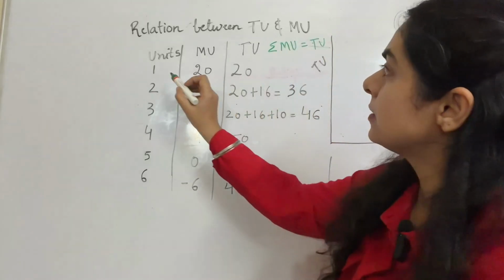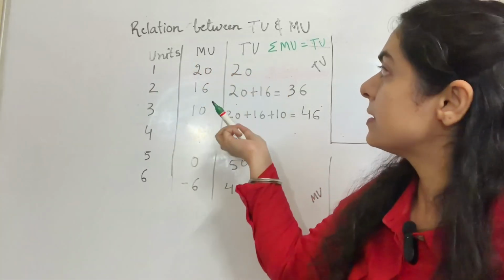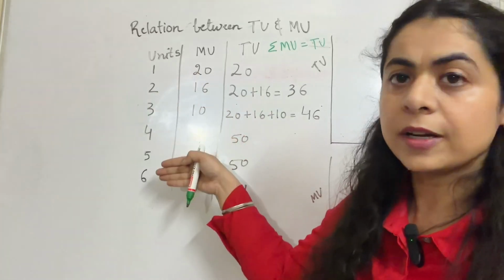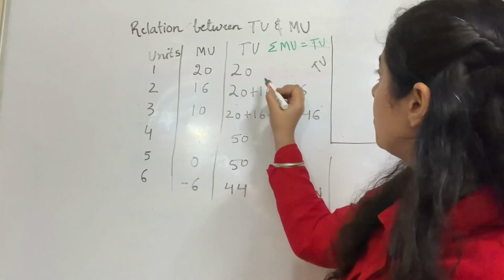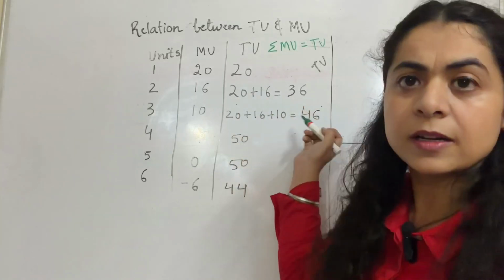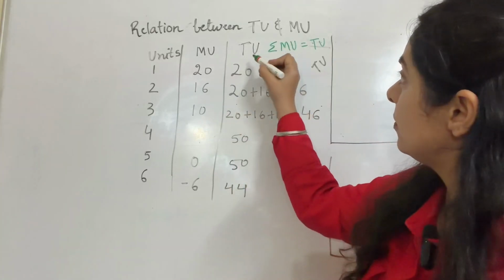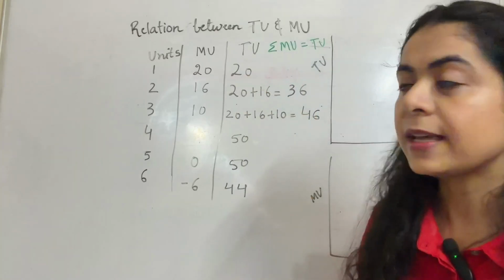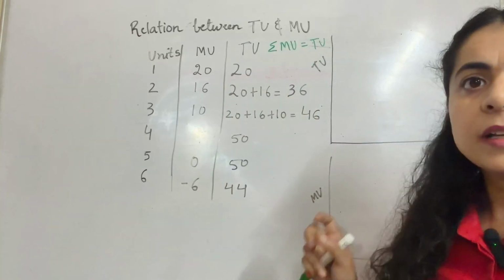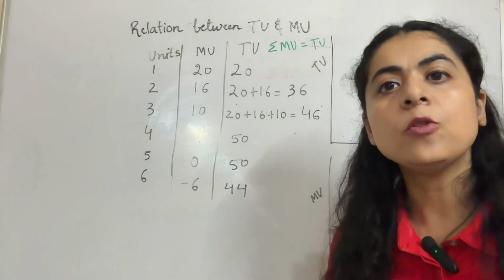As you can see here, from the first unit, the TU and MU will remain the same, and as we keep on increasing the number of units, TU is basically an addition to MU only, 20 plus 16 is 36 and so on. This is how we can find our total utility as a sum of marginal utility. Next, we can draw a diagram to represent this relation between TU and MU.